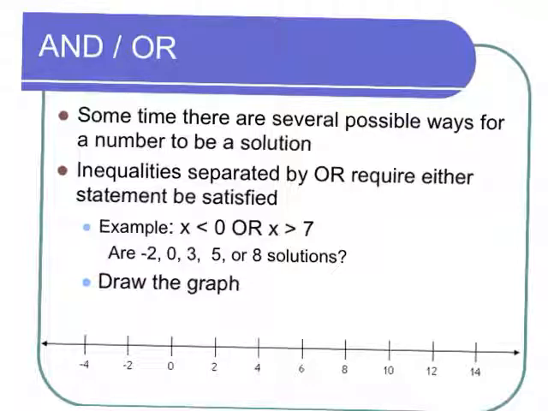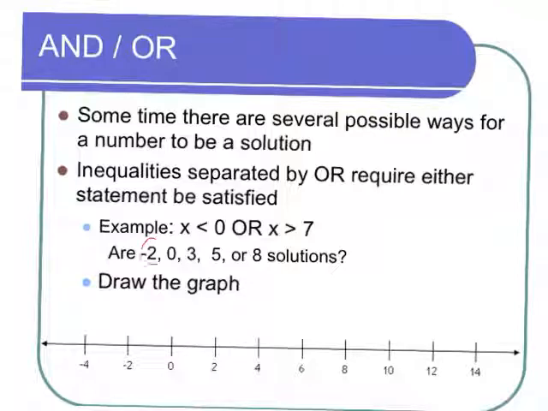So here's some specific numbers to throw in there. Is negative 2 a solution? Well, is negative 2 less than 0? Yeah. So it's a solution. It made it. Yes, negative 2 does not make greater than 7 true, but that doesn't matter. It doesn't have to. It just needs to get in somehow. So negative 2 is a solution.